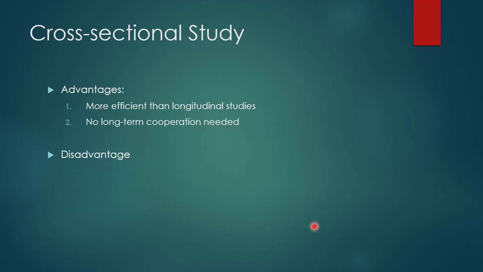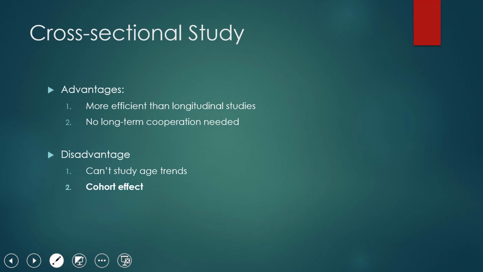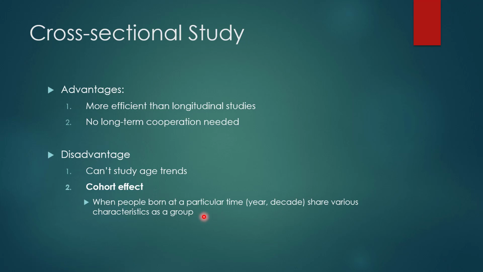If you're studying 3 groups of individuals at one snapshot in time, you can't study trends. You can't look at age-related trends. Also, you have 3 different cohorts, so you could end up with what's called a cohort effect. And this is when people that are born at a particular time, whether it's a year or a decade, share various characteristics. So that's what this just says here. Cohort effects are when people born at a particular time share various characteristics.